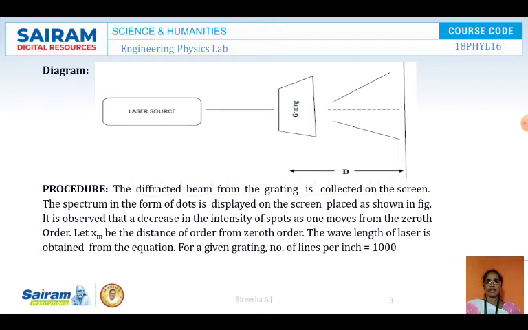Next, this is the circuit diagram. Here this is the laser source, a semiconductor laser, which is kept over here, and this is a grating element having 1000 lines per inch, and the screen is here. You can see the distance, capital D in the formula, indicates the distance from the grating element to the screen. Here we are using D as 100 centimeters, that is 1 meter, to make the calculations easier. This semiconductor laser is used as a laser source. This is a coherent source of light. This is the grating element.